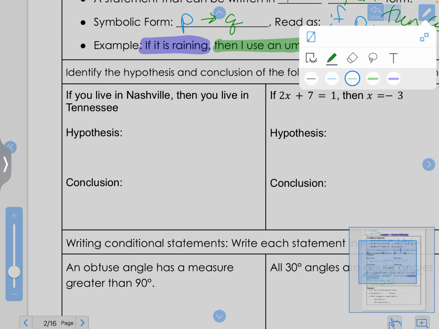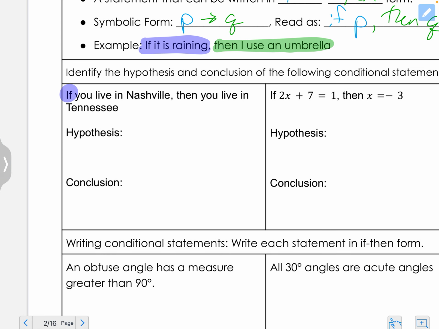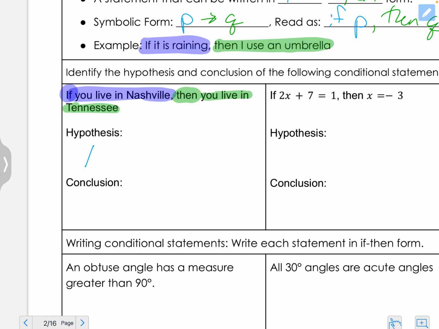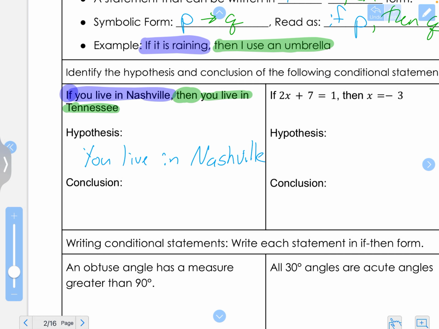We're going to be looking for our if-then statements. The word if is literally the thing that we look for, and then we go all the way to the comma, then we find our then, and then we go all the way to the period. So our hypothesis in this statement is you live in Nashville. We know that people that live in Nashville also live in Tennessee. Let's capitalize Tennessee because it is a state, and I'm going to abbreviate it. We know this is true because Tennessee is the state and Nashville is a city inside the state of Tennessee.